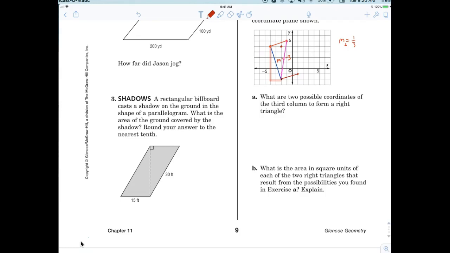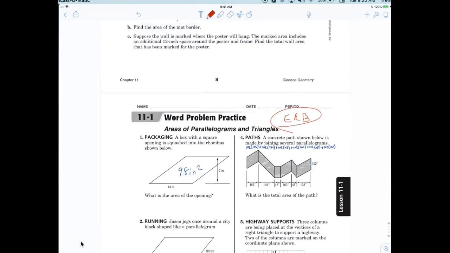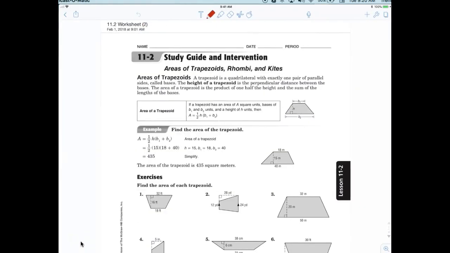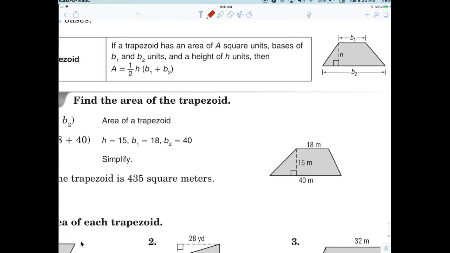All right, let's pull up now 11-2. So, for today, we're doing area of trapezoids, the rhombus, and the kite. We're finding the formulas for those areas. For those of you who forgot, the formula for area of a trapezoid.